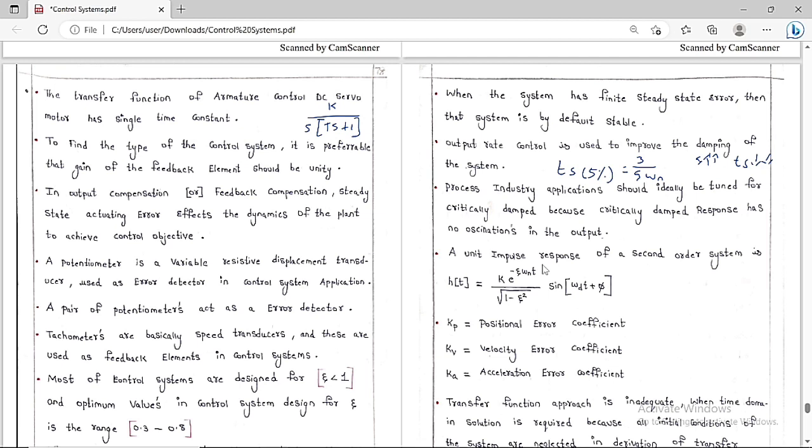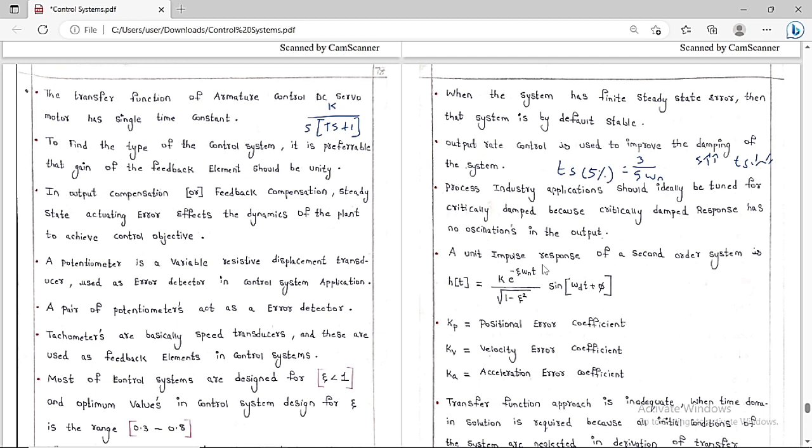So basically, in process industry applications we ideally design the systems for the critically damped response, because in the case of a critically damped response there will be no oscillations in the output, and the settling time is also minimum. Because of these reasons, we always design process industry applications for the critically damped response. Critically damped means zeta is equal to 1, so there will be no oscillations in the output and you get the response within the minimum time.